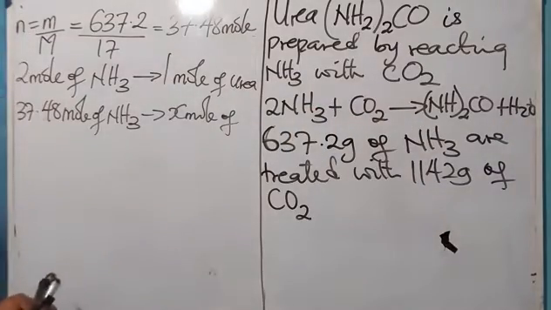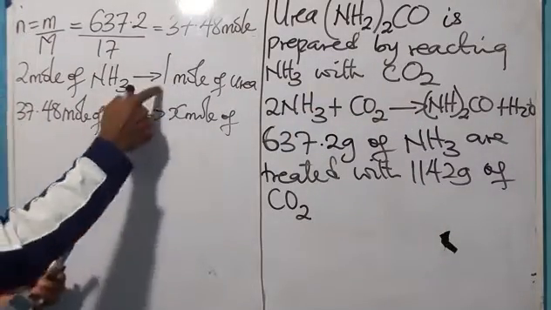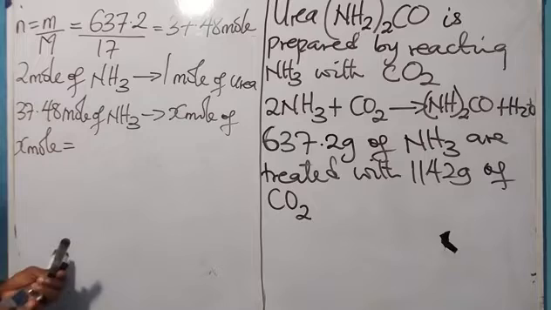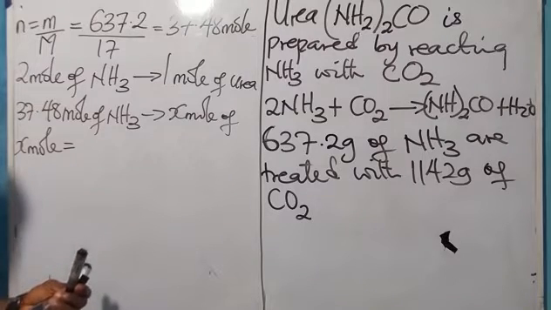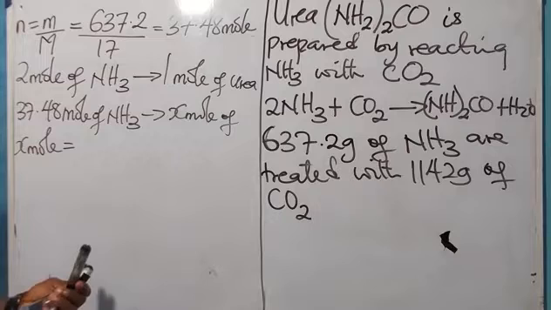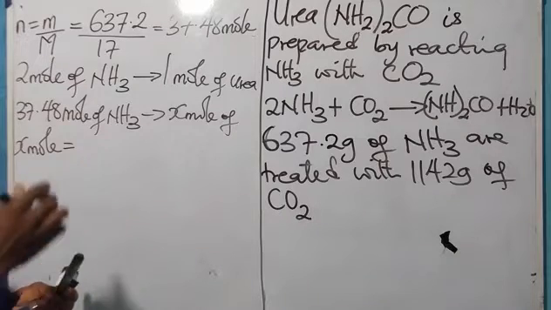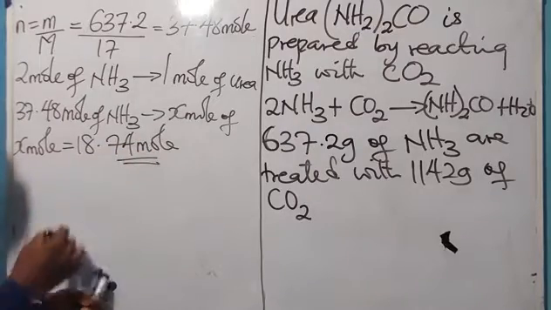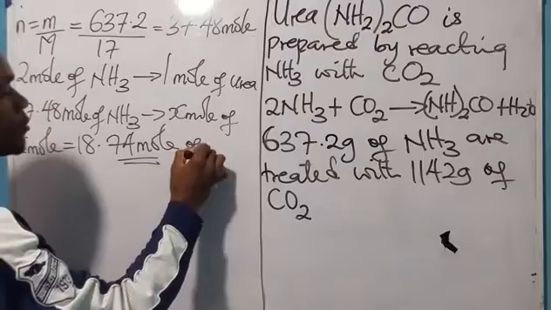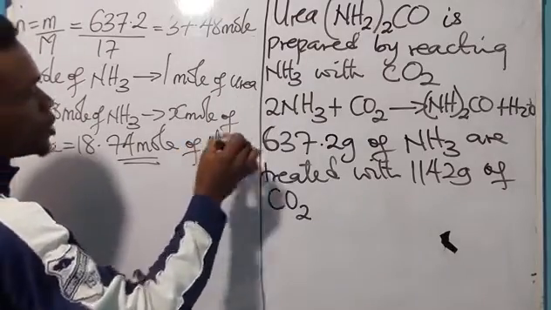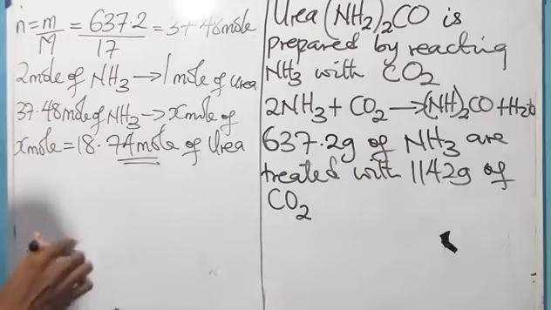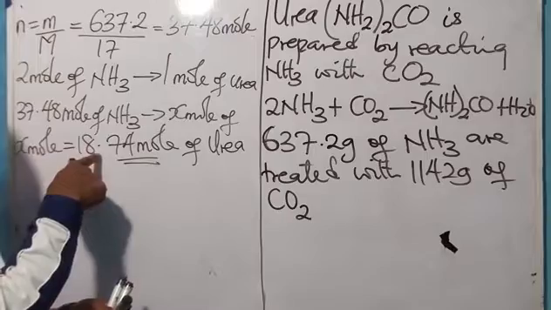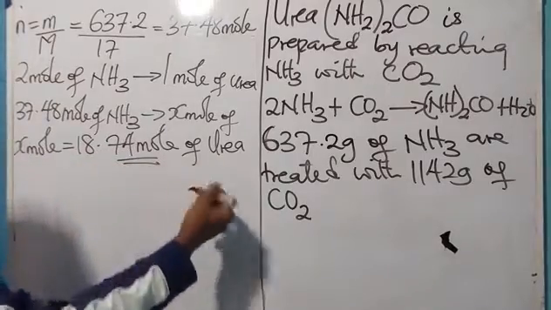So let's multiply and divide. So this times this is written as this, then divided by this. So X mole is equals 37.48 divided by 2 equals 18.74 mole. 18.74 mole of urea. So which means that from the reaction, ammonia produced 18.74 mole of what? Urea.